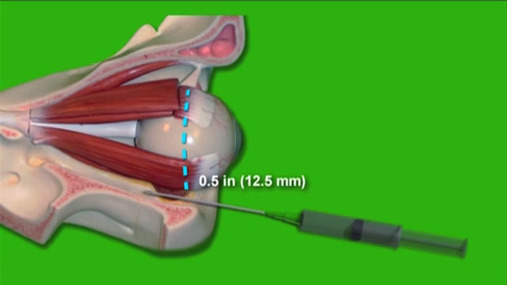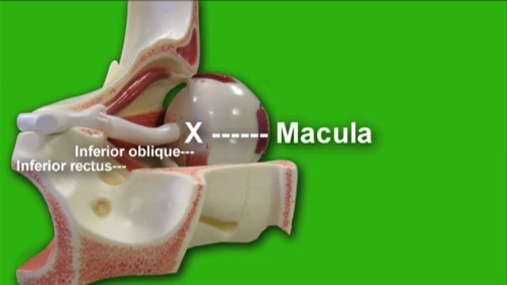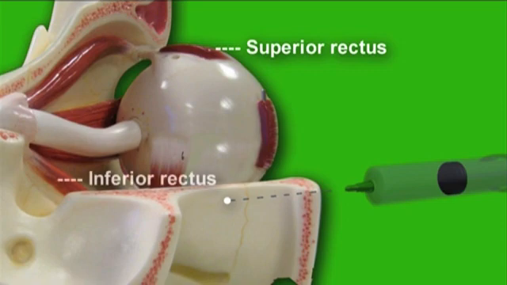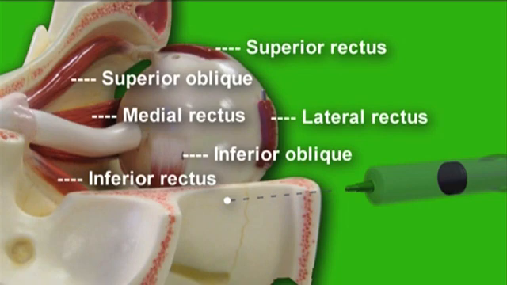At this point in stage 2, we observe that the globe remains superior, and as the needle tip passes its equatorial plane, the curvature of the globe is no longer posterior to the needle tip. The macula remains medial to the needle tip throughout the procedure, along with the area inferior to the macula where a staphyloma may form. The superior rectus, inferior rectus, medial rectus, and superior oblique muscles are medial to the needle tip. The inferior oblique muscle is now superior to the needle tip. The lateral rectus muscle remains lateral to the needle tip.